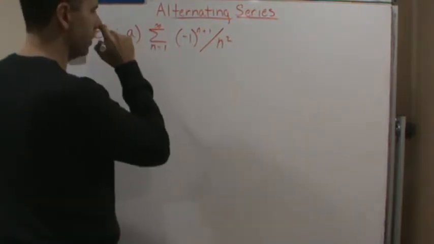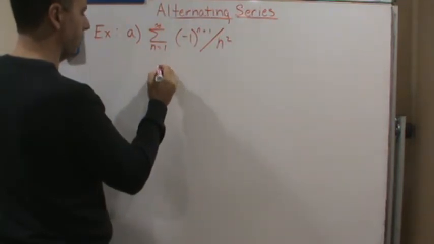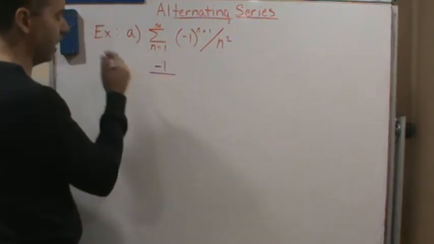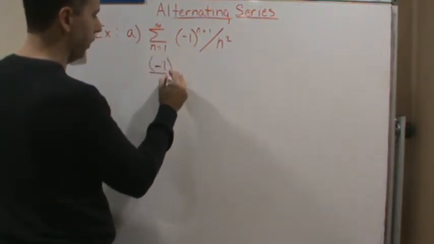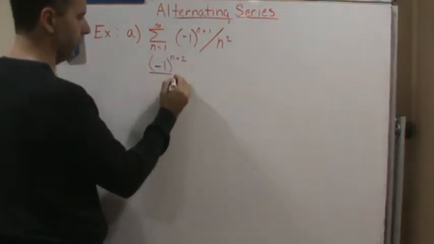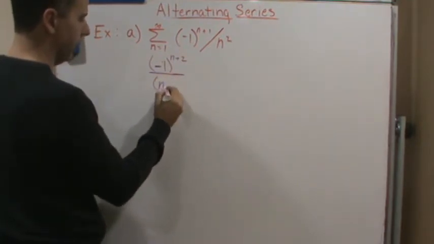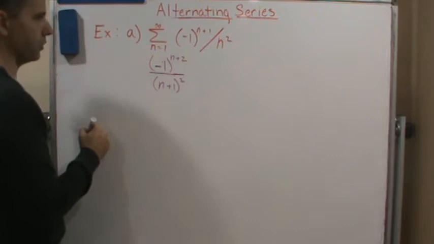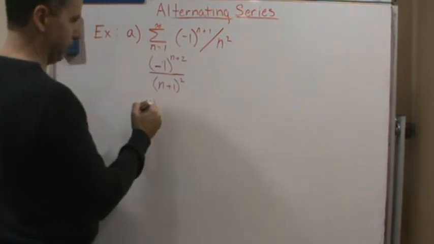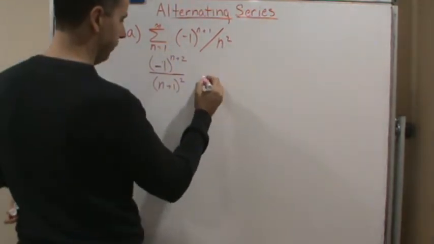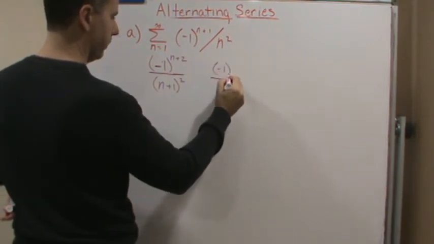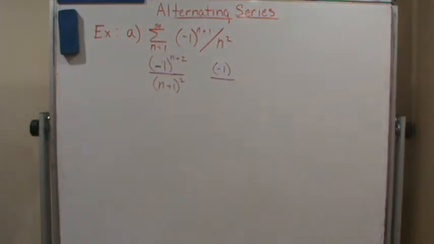If we do this, let's do 1 over -1, let's do -1 to the n plus 1. So this will be -1 to the n plus 2. Let's do n plus 2. And so this is going to be n plus 1 squared. So I'm just adding 1, right? And then what I'm going to do is I'm going to compare that to -1 to the n plus 1.